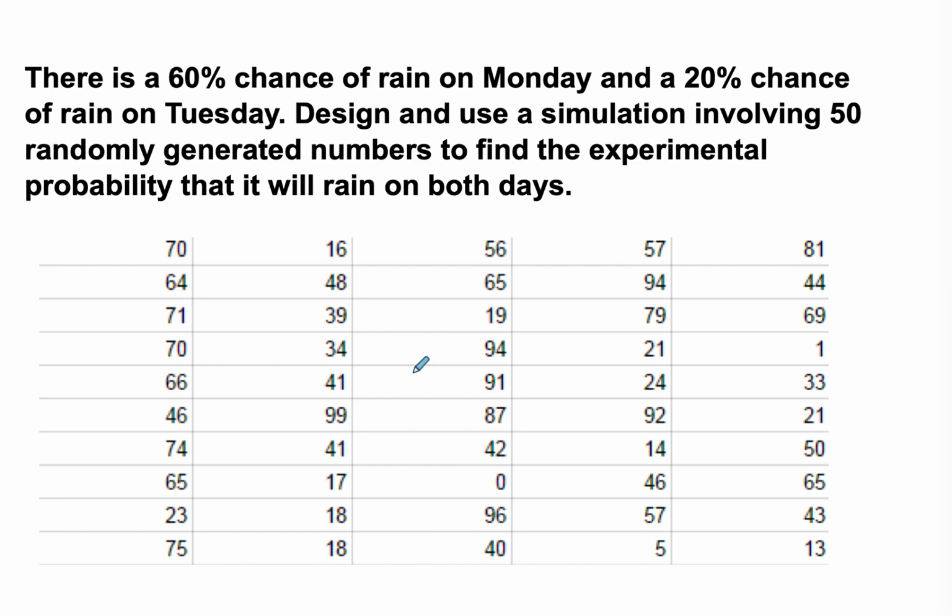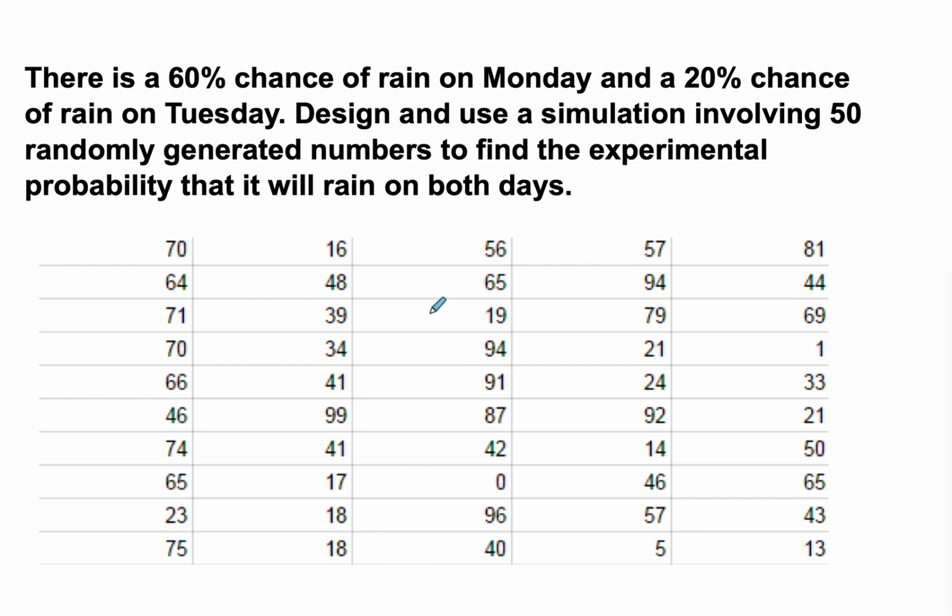All right, let's take a look at how we can use a random number generator to help us with simulations. So depending on the situation, sometimes it is not practical to be flipping coins or rolling dice. So we can use random numbers to help us with different simulation situations as well. So in this example, it says there is a 60% chance of rain on Monday and a 20% chance of rain on Tuesday. Design and use a simulation involving 50 randomly generated numbers to find the experimental probability that it will rain on both days.